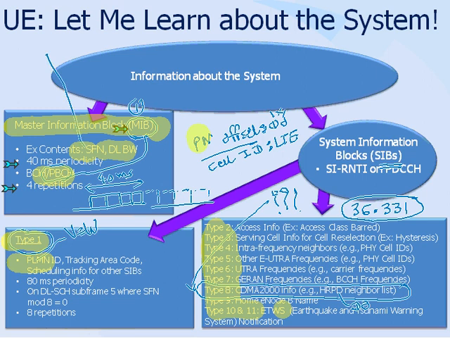And SFN is the system frame number. So it is the number of the 10 millisecond frame. So basically frame number 0, frame number 1, frame number 2, 3, etc. So every 10 millisecond frame has a specific number associated with it.